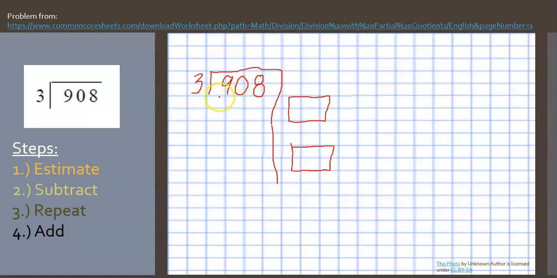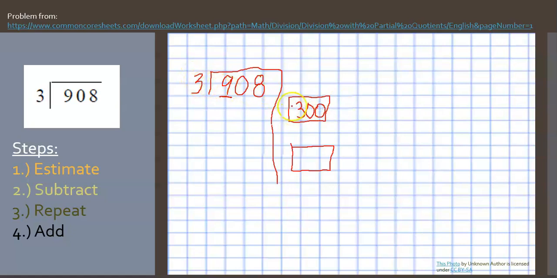So I'm going to estimate, and I'm going to look at, remember, this first number. So I have to ask myself, how close to 9 can I get, or what can I multiply 3 by to get as close to 9 without going over? Well, I can actually multiply 3 times 3 to get 9 exactly. But remember, I'm looking at this whole number. I'm not just looking at 9. So I'm thinking in multiples of 10s and 100s. So I can actually multiply 3 times 300 to get close to 900.